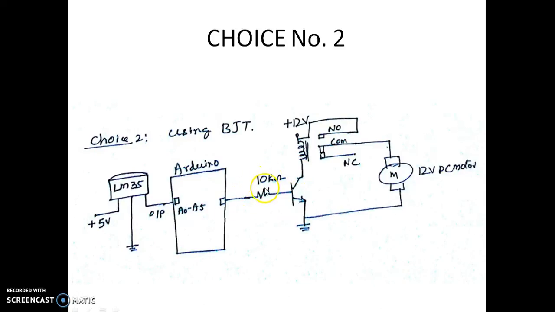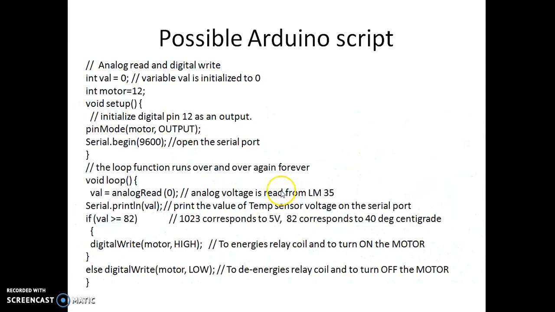Here you can use the transistor as a driver for this relay. So the same connection, now it is connected to the base of the transistor, which will energize the relay if the base is 1. Otherwise it is off.